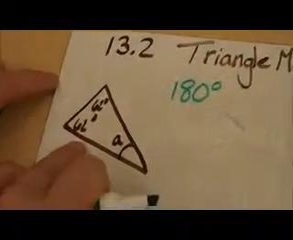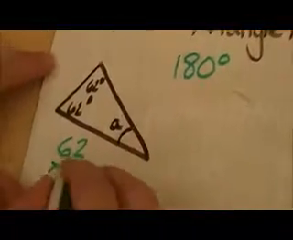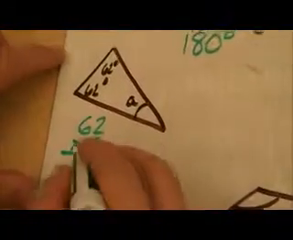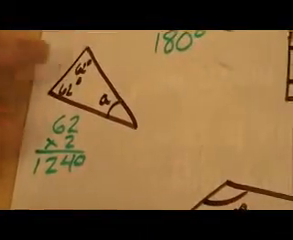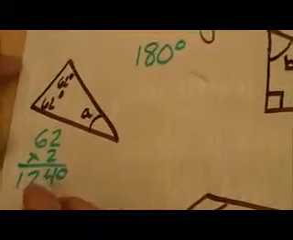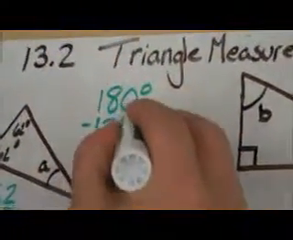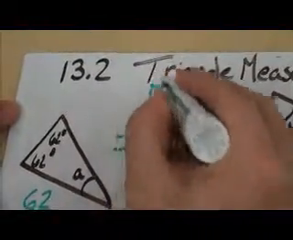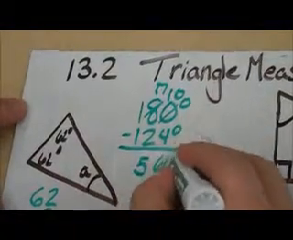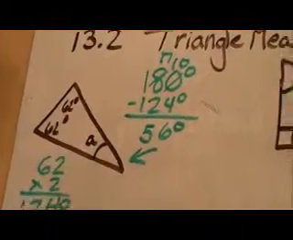I notice in my first triangle, I've been given two angle measures of 62 degrees each. So I'm just going to quickly do some math here because I've got two, and I should have 124 degrees for these two angles. Now the easy part is to take the 124 degrees, subtract it from my 180 degrees, and I should have for angle A 56 degrees.